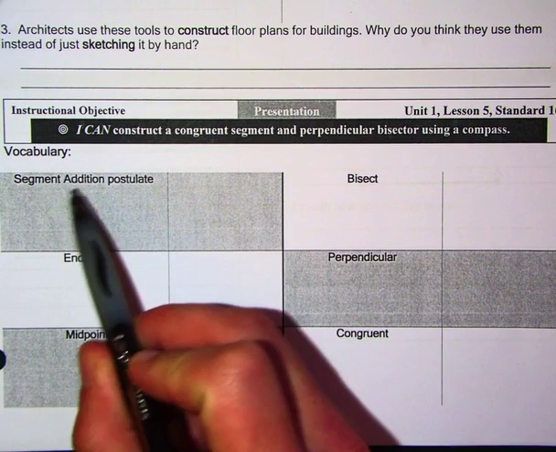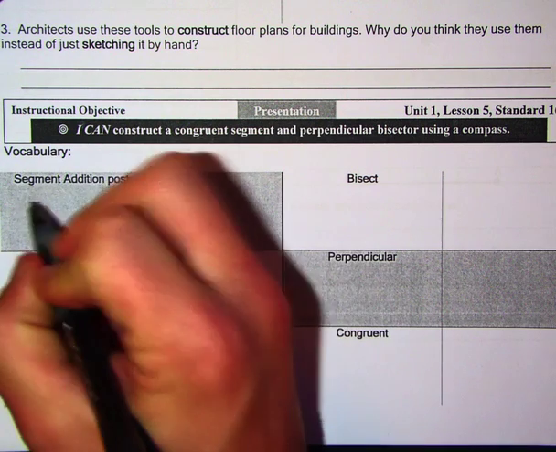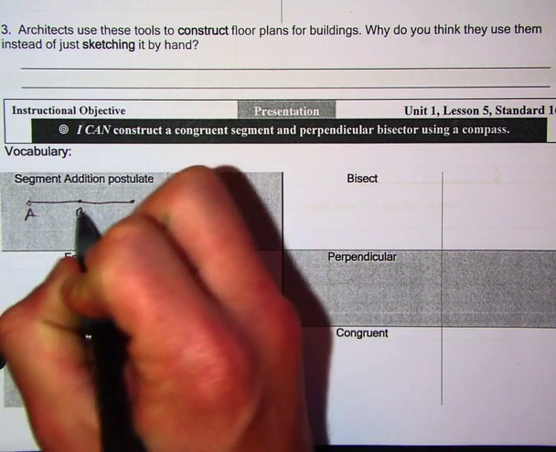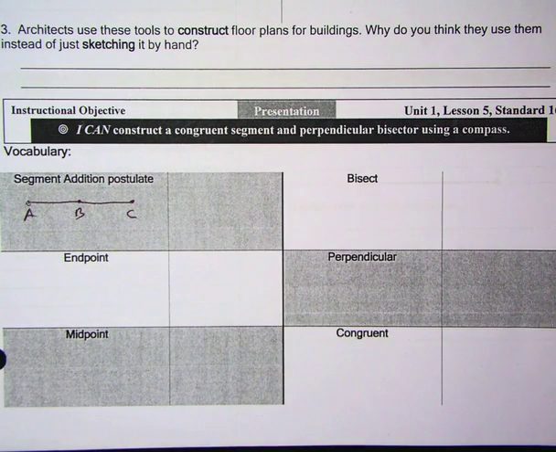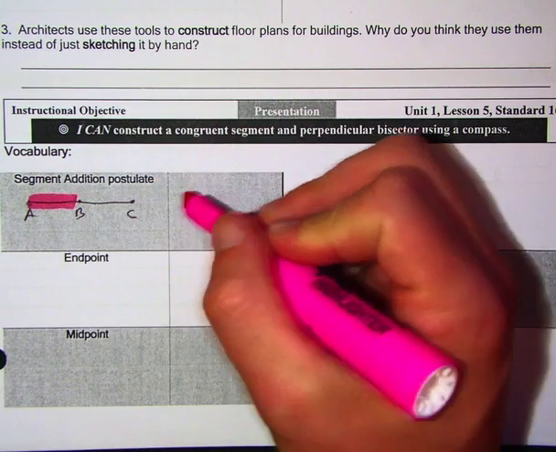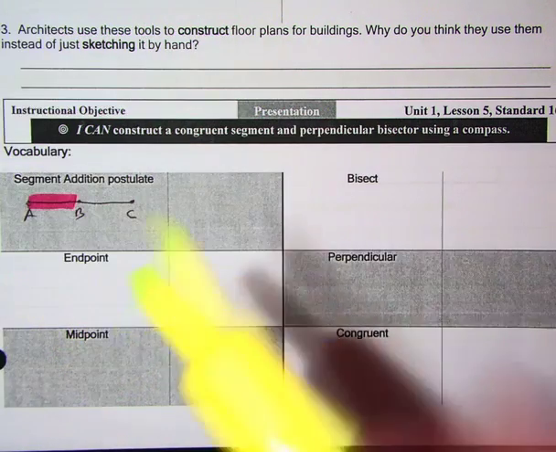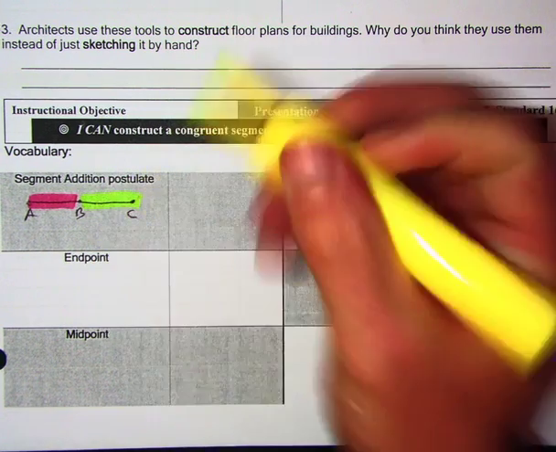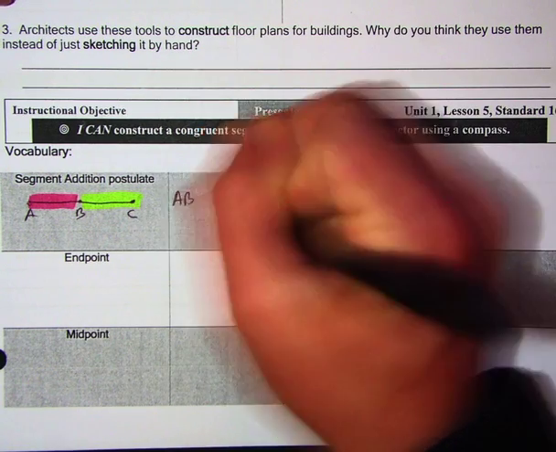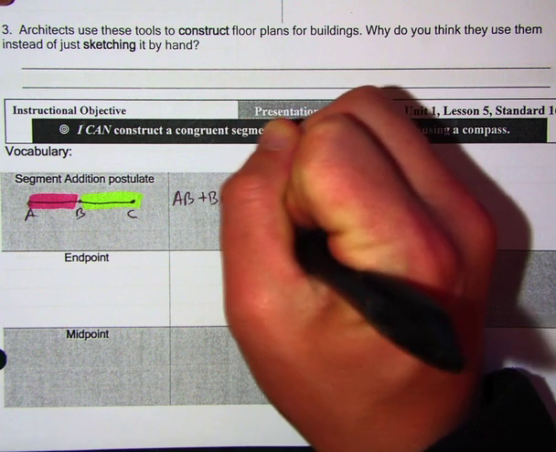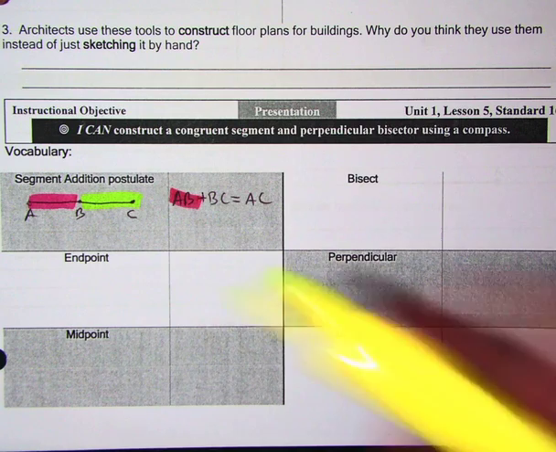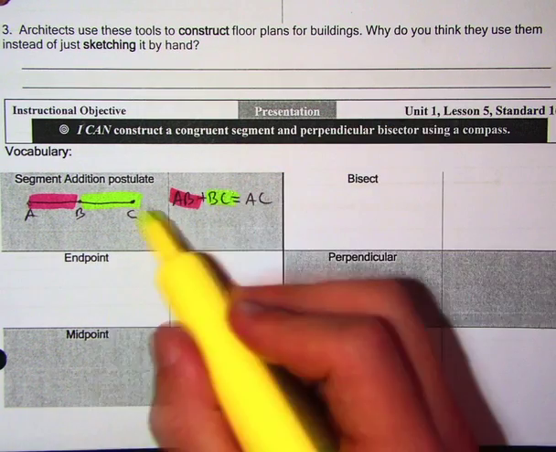We're going to talk about the segment addition postulate first, a little review. Think of this as A, B, and C. You can really think of adding this segment and this segment together to give yourself a bigger segment. So AB plus BC is equal to AC. So the pink distance plus the yellow distance gives you the entire distance AC.